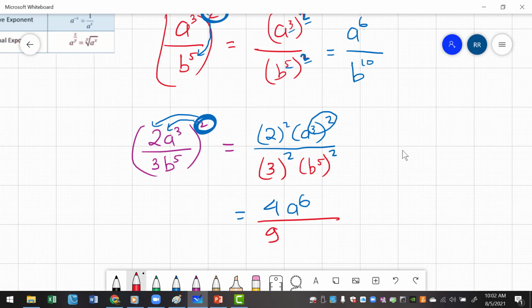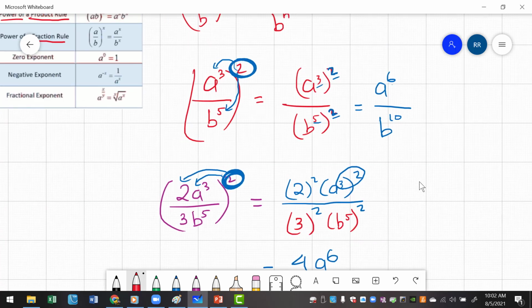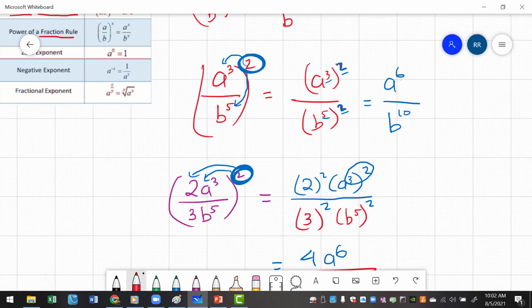And then b to the power of 5 to the power of 2 is just b to the power of 10. What do I get? We get this 10 because we have this 5 and 2, and that is a product rule, is it? And power rule. And we just multiply. 5 times 2 equals 10. So that is for the power of fraction rule.